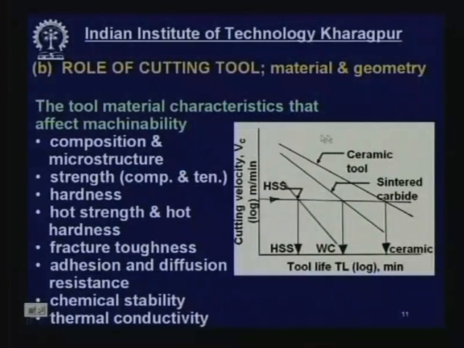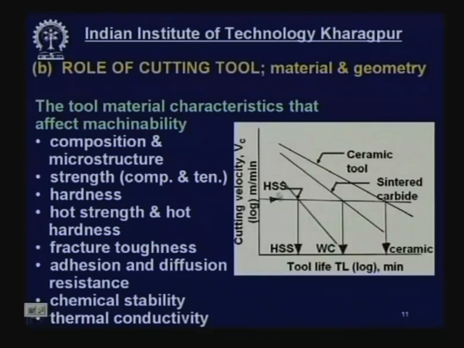Now, here you can see on the diagram how cutting tool material plays a vital role on machinability. Machinability's main criterion is, say, tool life. So, this is tool life and cutting velocity. We have plotted cutting velocity versus tool life on a log scale, and these are the curves. This is for high speed steel, this is for carbide and sintered carbide, and this is for ceramic.